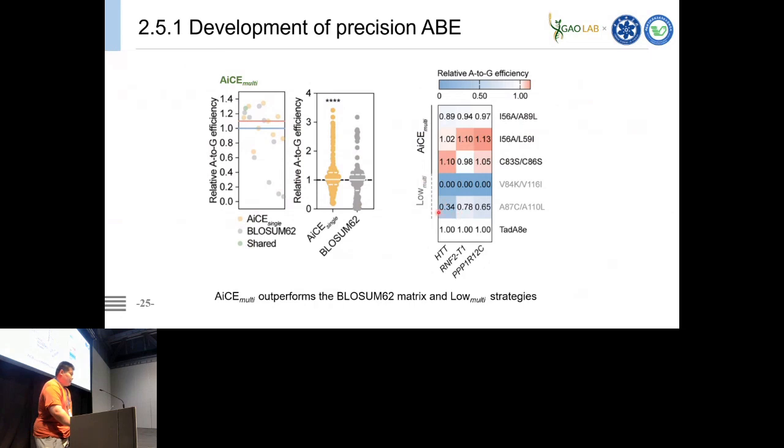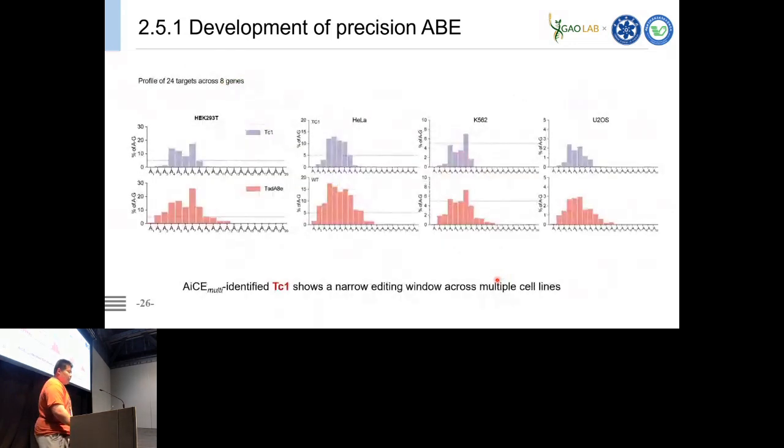A module substitution test confirms that ACE single mutation choices were essential. Besides, random EC combinations performed poorly. Among these variants, we identified a promising variant named TC1 and developed it into a new ABE. Although TC1 showed slightly lower efficiency compared to wild type, it exhibited a much narrower editing window, making it a promising candidate for precision-based editing across many cell lines.